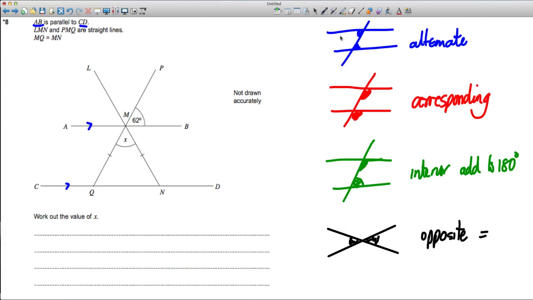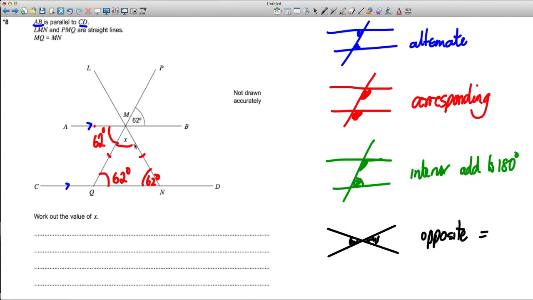We're asked to work out x. Also note, these lines here are telling us this is an isosceles triangle. Right, let's have a go. If this is 62 here, then this angle here is surely equal to 62 as well, because it is opposite. And if that angle is equal to 62, then this angle must be 62 because they are alternate.